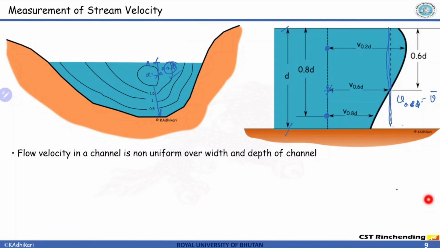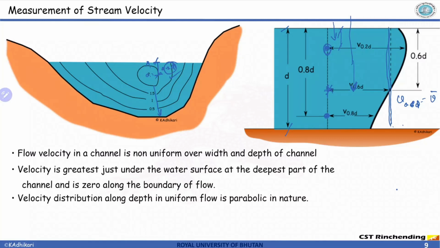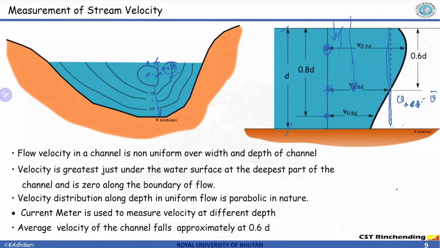When I say measure at 0.2 d, what I mean is you have to dip your instrument, the current meter, at this height and do the velocity measurement. Then you dip the current meter at this depth and do the velocity measurement. That's how it is done. So simply, I was explaining that the current meter is used to measure the velocity. Let me show you.